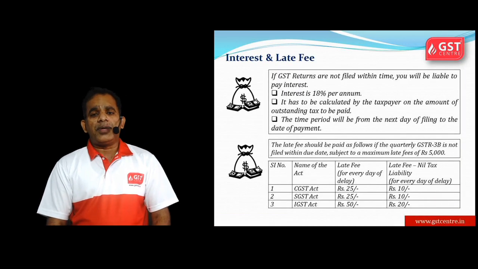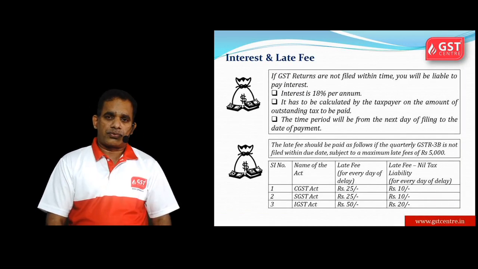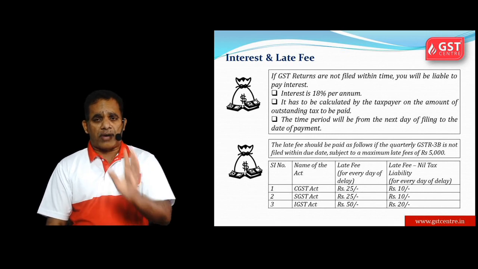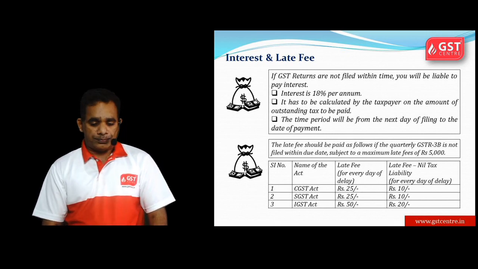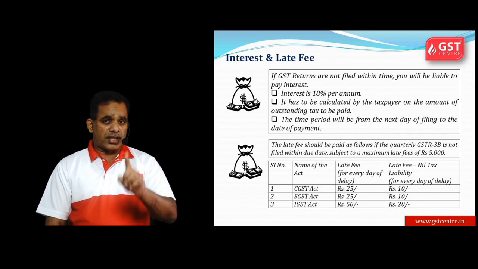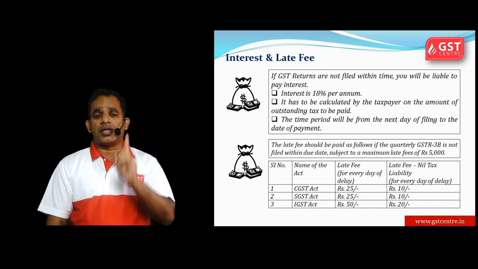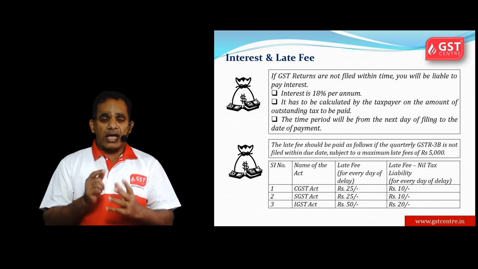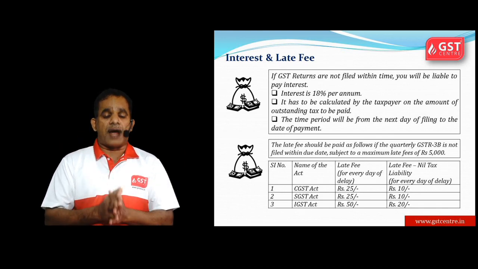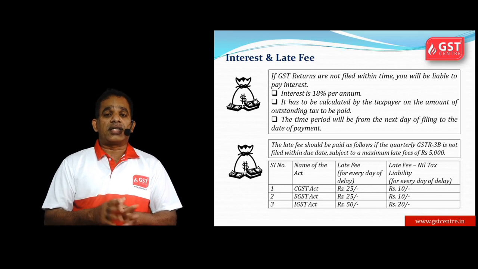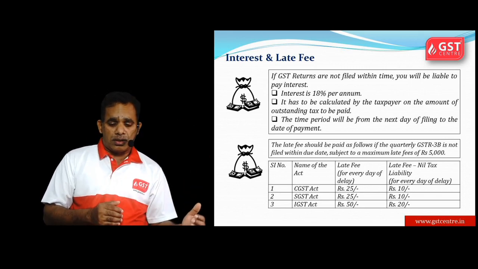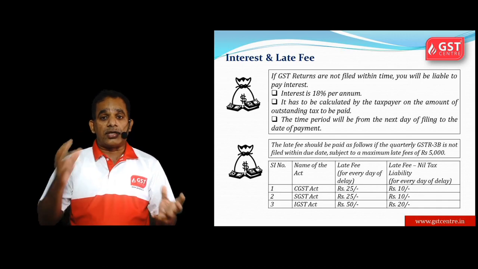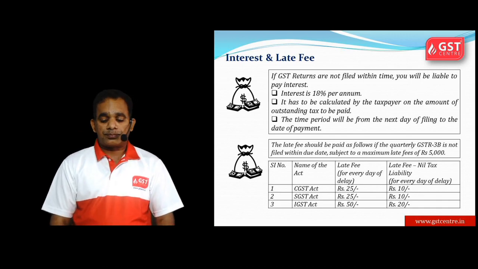Then coming to interest and late fee, suppose you got delayed or you have not filed the GSTR 3B in time, then please note that there is an interest of 18% per annum on your liability and it has to be calculated on the outstanding tax amount, and the time period will be from the next date of the due date to the date of payment of that liability.